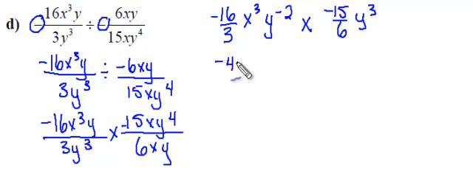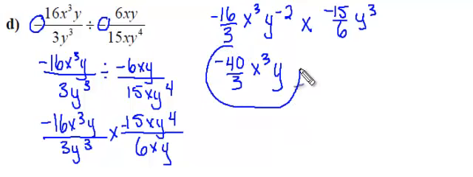There is no x in the second term, so we can just rewrite x cubed. And y to the negative 2 times y to the negative 3, we just add the exponents. So negative 2 plus 3 is just 1. So we don't need to write that exponent, but we do write the y. So here is your final answer.